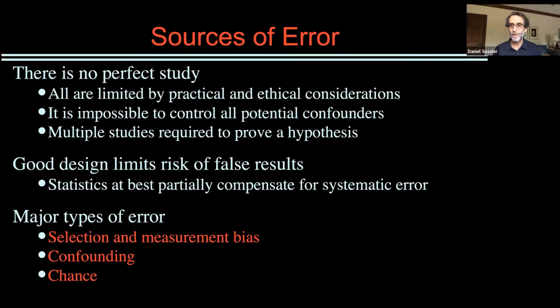Statistics only partially compensate. Statistics make an effort to compensate for confounding, for example, but they only work for confounding that you know about and can accurately measure. Same thing for bias. Good design eliminates many sources of error. The major sources of error that we worry about are selection and measurement bias, confounding, and chance.